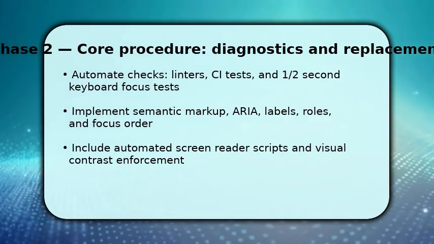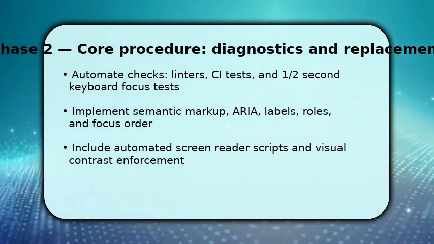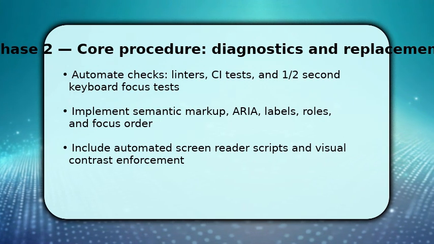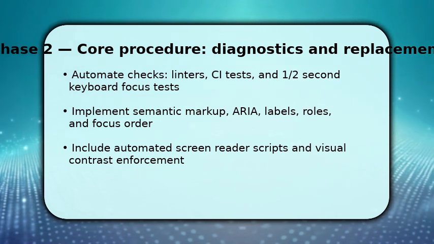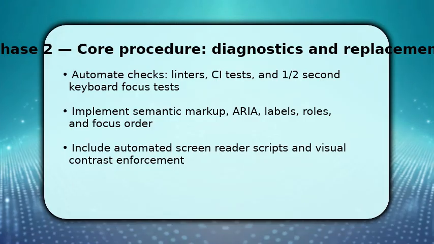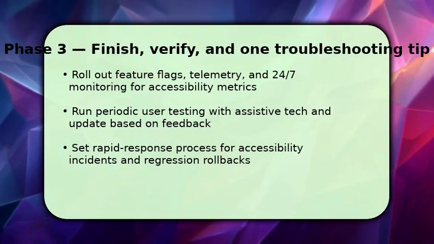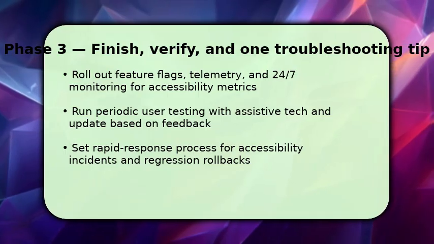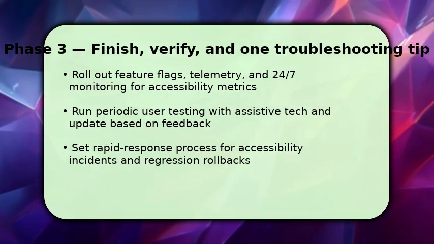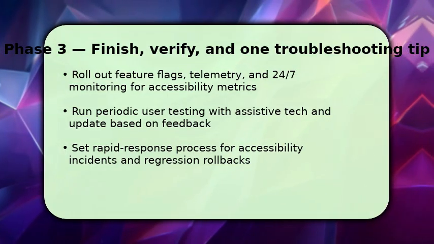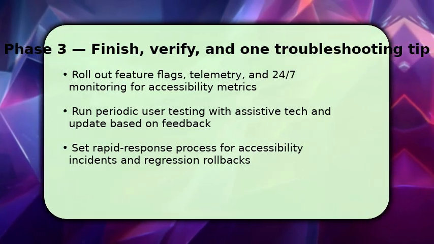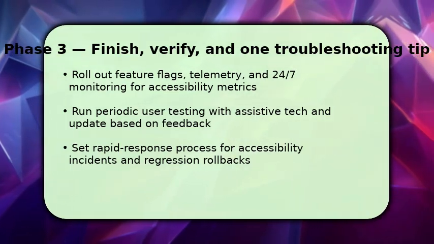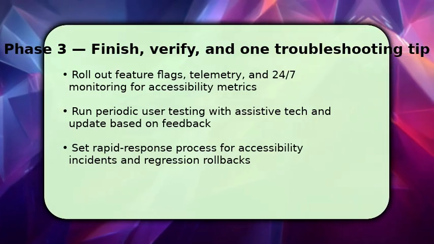Once integrated, include automated screen reader scripts in CI and visual contrast checks, so regressions are caught before release. You finish by deploying with feature flags and telemetry that track accessibility metrics in production: task success, errors, and usage by assistive tech. Monitor continuously and run scheduled user tests with real assistive device users, then prioritize fixes into sprints.